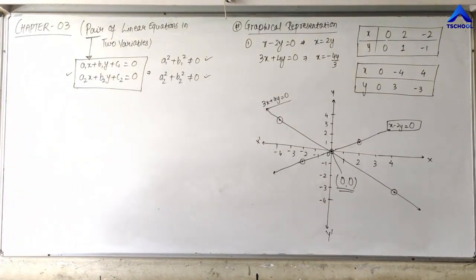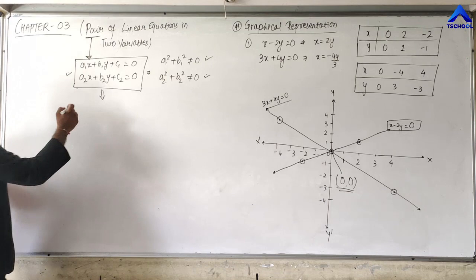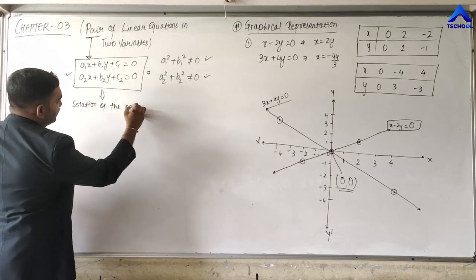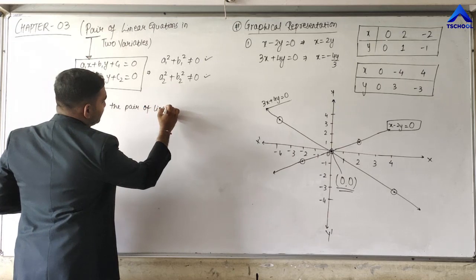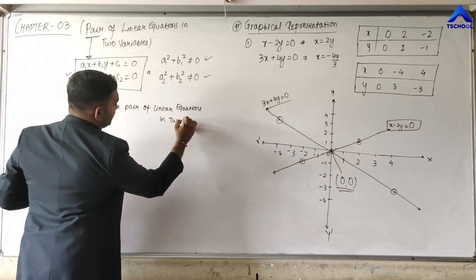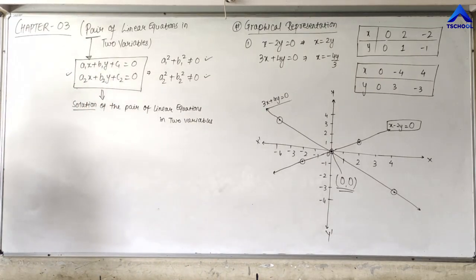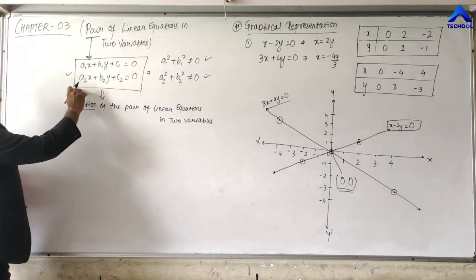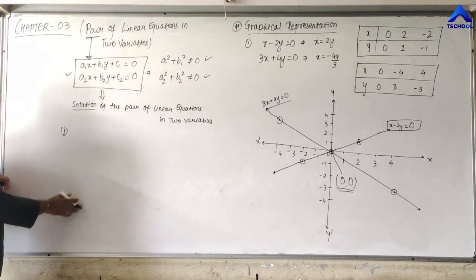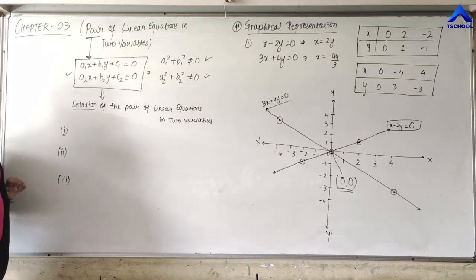the nature of their solution will be of three types. This is one of the examples. The nature of the solution of the pair of linear equations in two variables: if we have a pair of linear equations in two variables, then the nature of their solution will be one of these three.